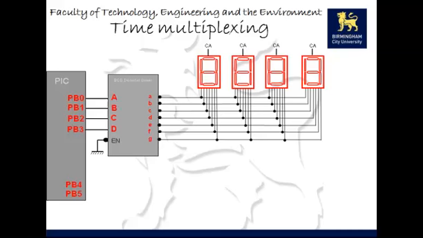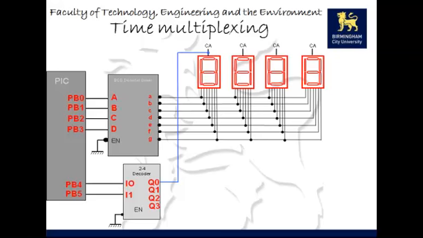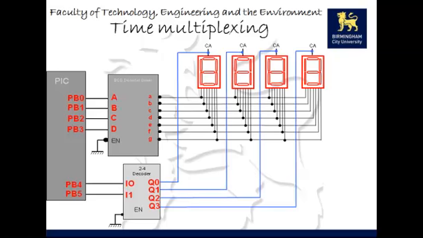In order to do this, we're going to use a 2 to 4 decoder and connect those to PB4 and PB5. So we're using 6 bits of a port here. And the outputs of the decoder are connected to common anode of the first segment, common anode of the second segment, common anode of the third segment, and common anode of the fourth segment.